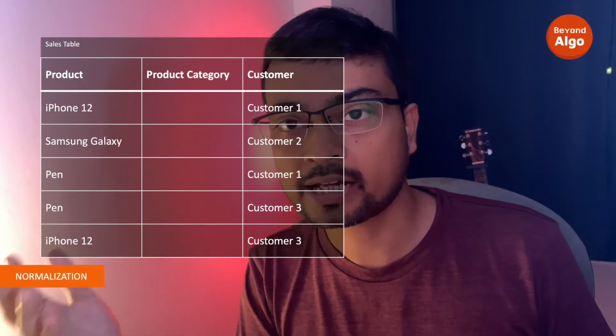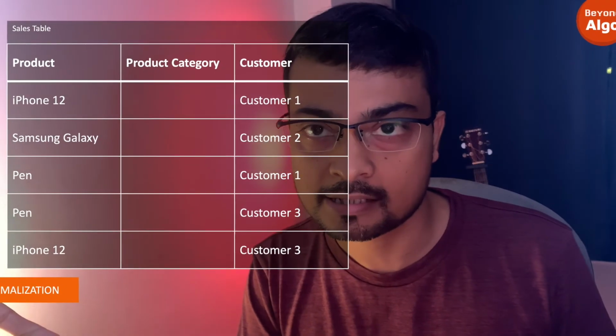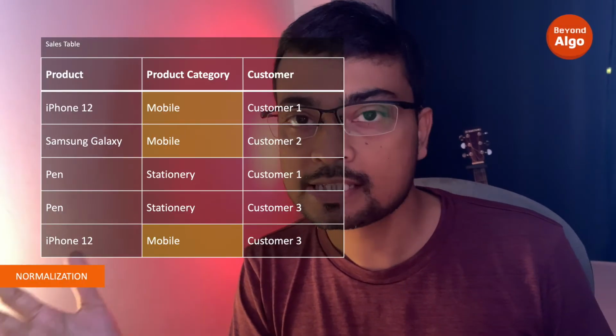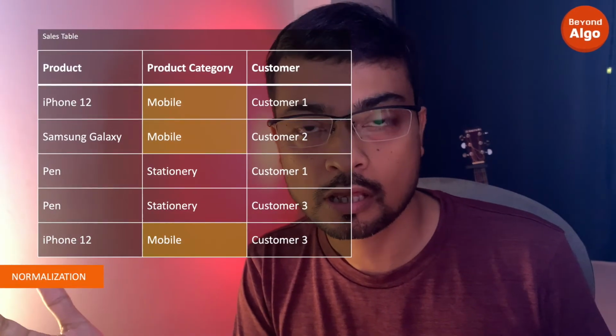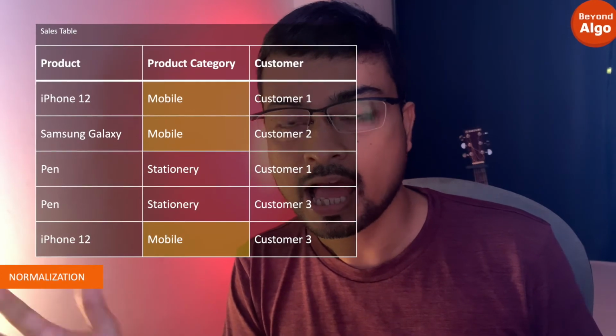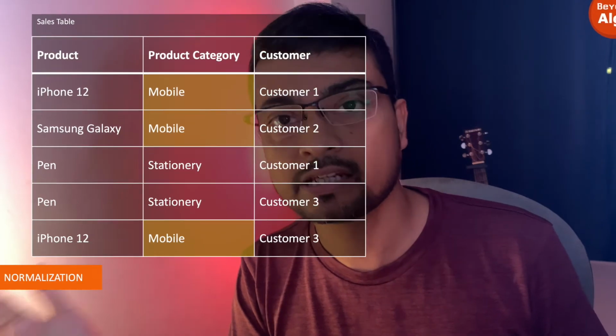Now further imagine that you also need to store the product category information for each of these products. One thing you could do is to put the product category beside the product in the same table, and then it will look something like this. However, there is a problem. If you notice this particular table, you will see that the product category information is now repeated across multiple rows. This is called data redundancy, and this leads to all kinds of problems, including consistency and integrity issues.